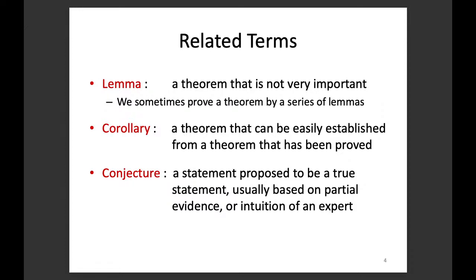Some famous conjectures include the Goldbach conjecture, made by the mathematician Goldbach. The Goldbach conjecture says that any even integer greater than or equal to 4 can be expressed as a sum of two prime numbers. For instance, 4 can be expressed as 2 plus 2, because 2 is a prime.